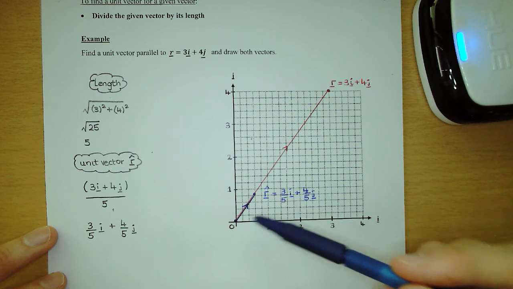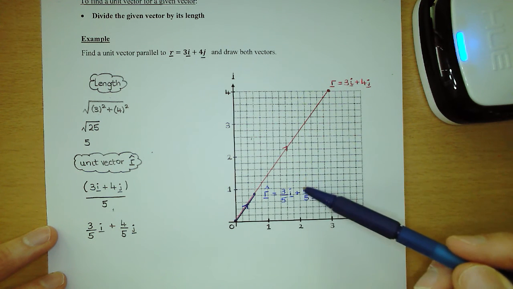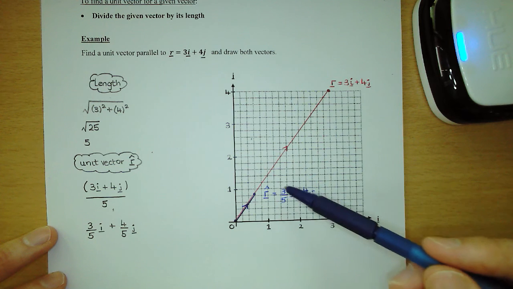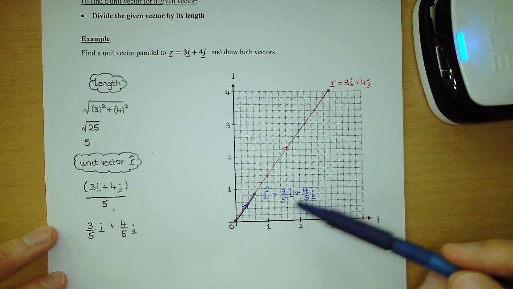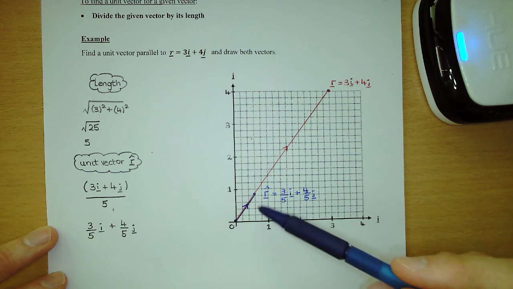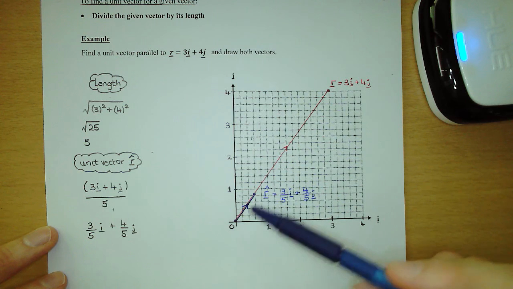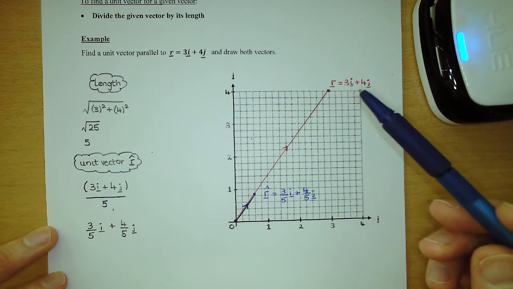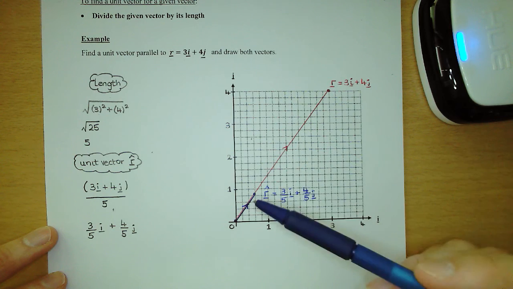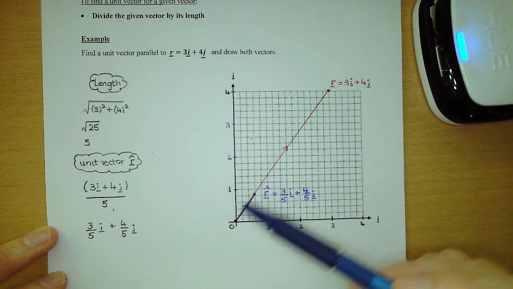Now, how do you know its length is 1 unit? Well, it's going to be the square root of the i component squared plus the j component squared. So that's going to be the square root of 9 over 25 plus 16 over 25, which is going to give you 25 over 25. So you're taking the square root of 1, which is just 1. So that's why it's called the unit vector, because it only has a length of 1 unit. So in summary, the unit vector is parallel to the given vector. Its arrow direction is the same as the given vector, but its length is just 1.